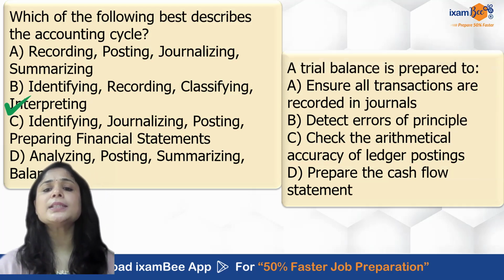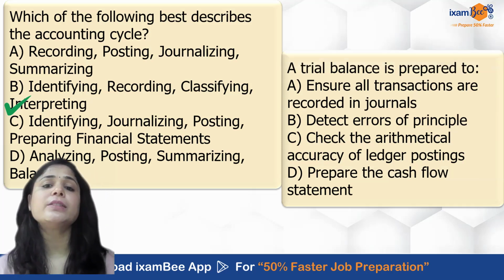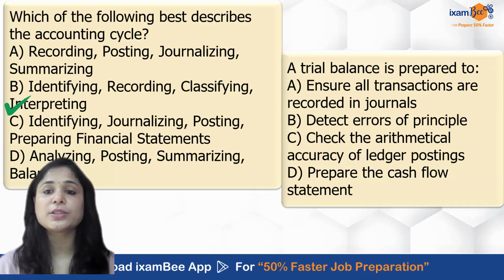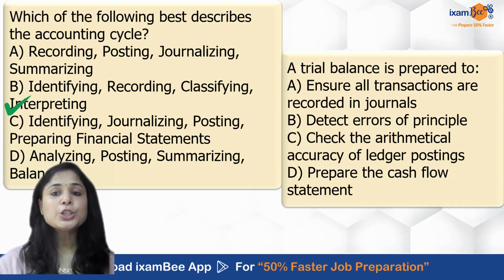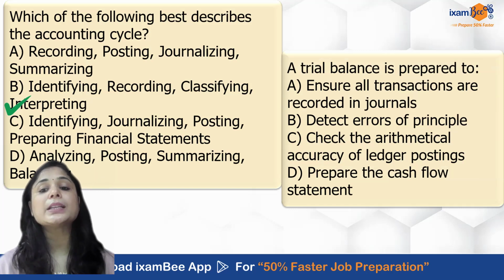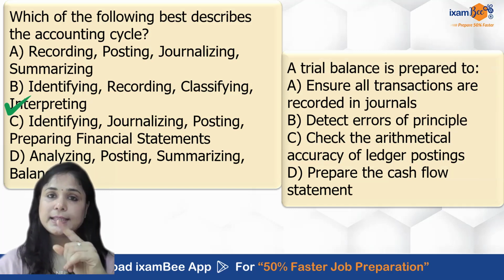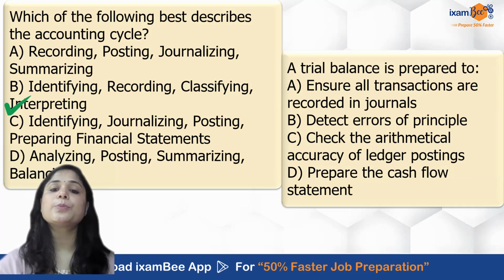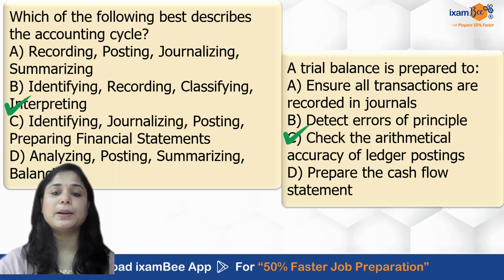Next question: a trial balance is prepared why? To ensure that all transactions are recorded in the journal? No. To detect errors of principle? No, we can't detect errors of principle through a trial balance. To check the arithmetical accuracy of ledger posting? Yes, absolutely. To check the arithmetical accuracy, we create the trial balance.